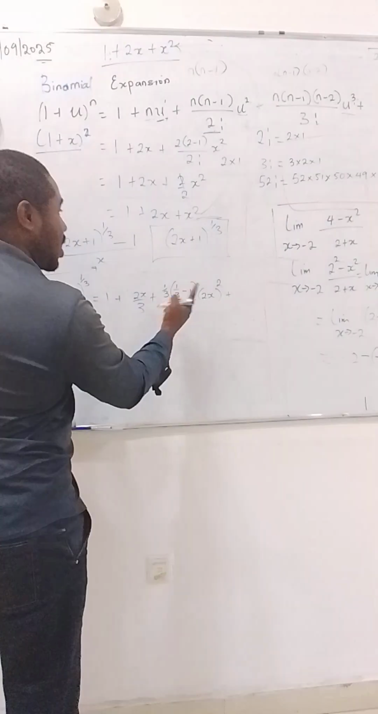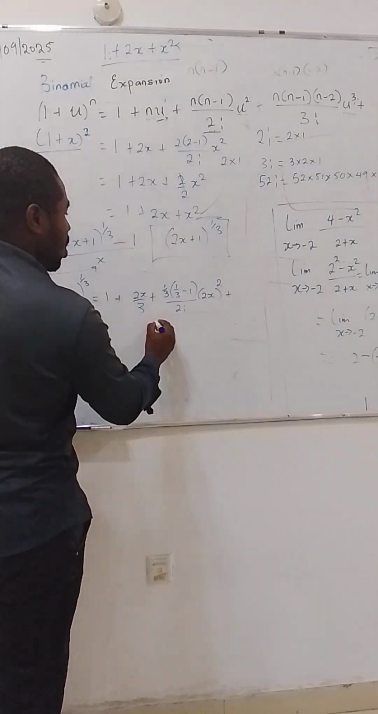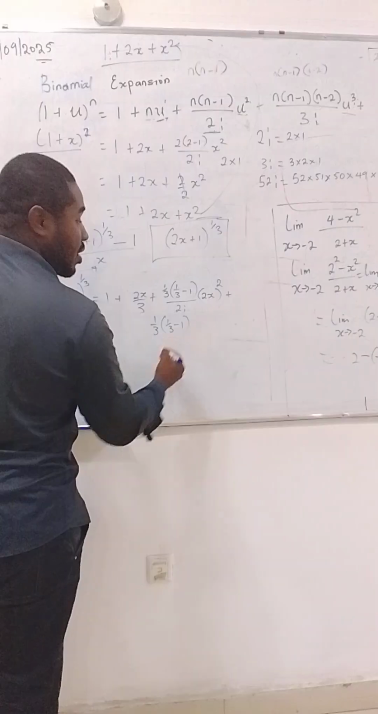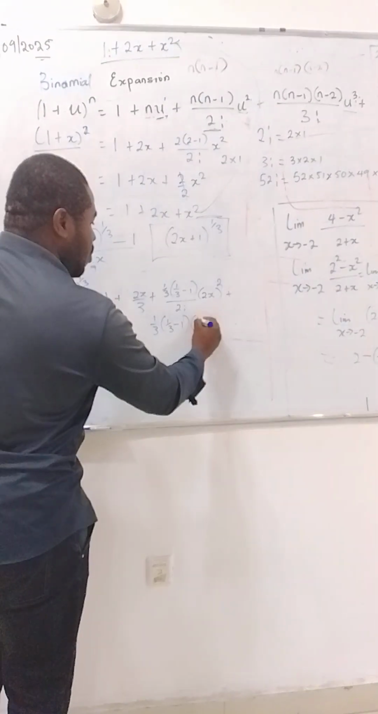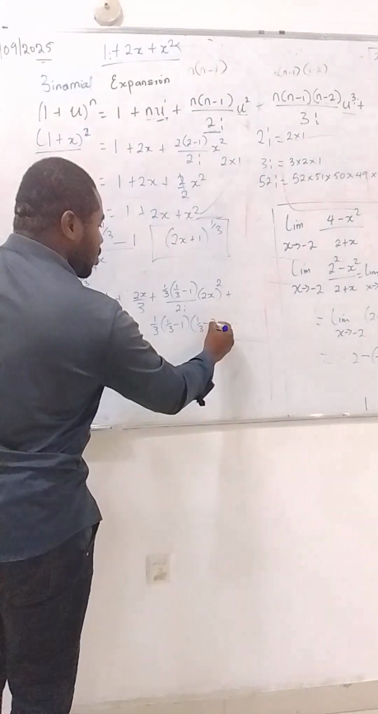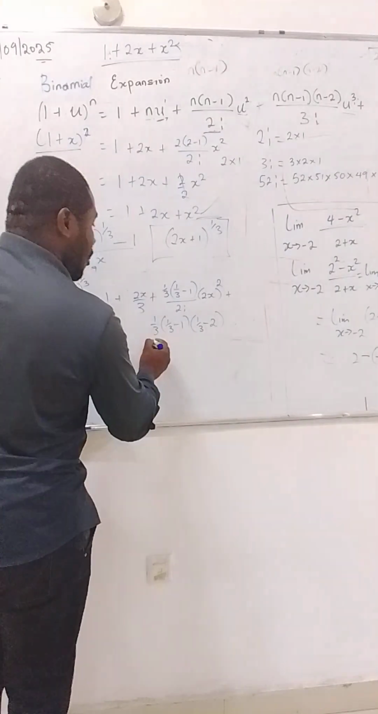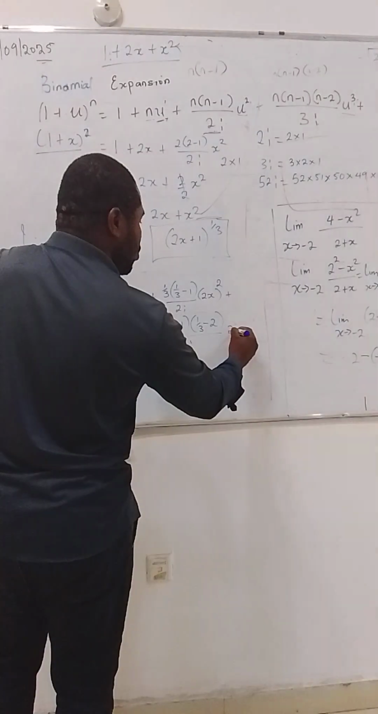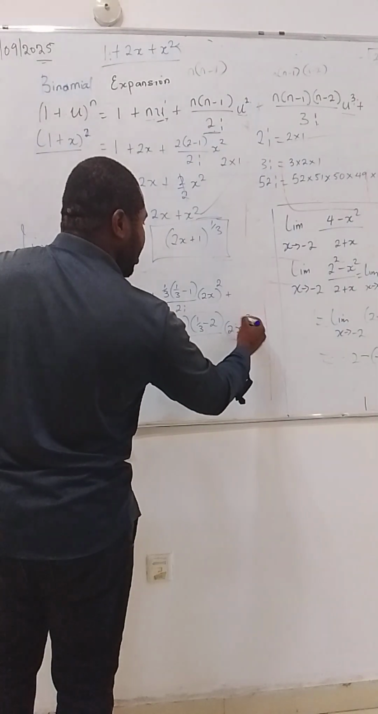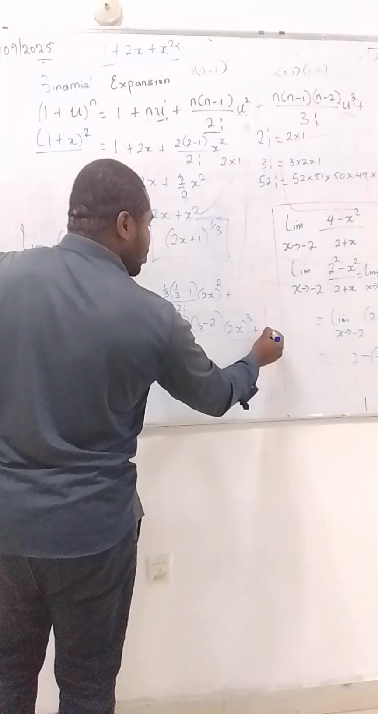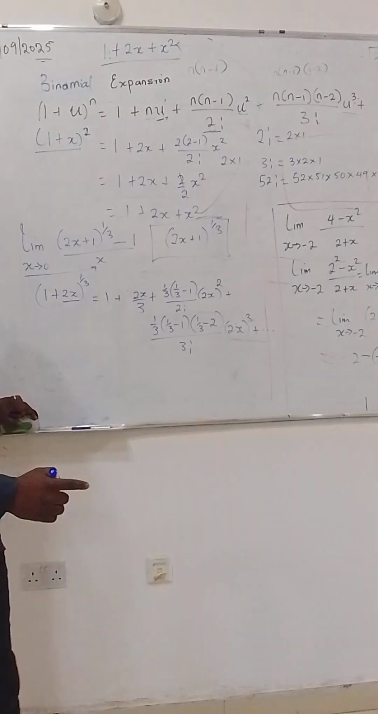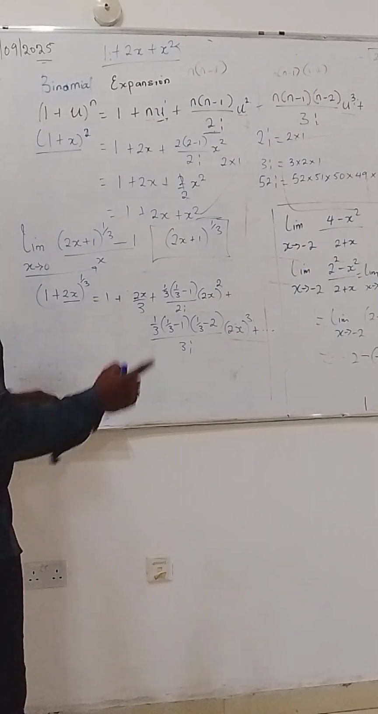Let's do another one. If we do another one, we are left with what? 1 upon 3 into 1 over 3 minus 1, and we still have 1 over 3 minus 2, right? Upon 3 factorial. We are left with 2x raised to power 3. Plus, we just put 1, 2, 3. Can we put 1, 2, 3? That means it is continuous.